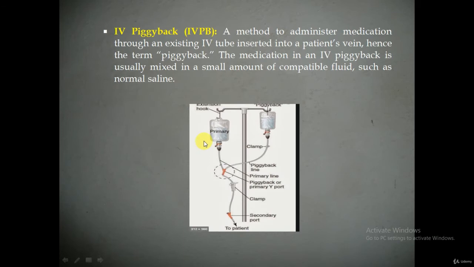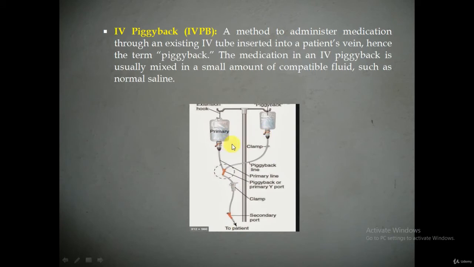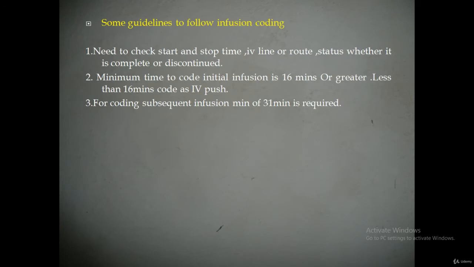For better understanding, let us think that this is drug A, this is drug B. These two drugs are running parallelly, simultaneously. Suppose from 1 to 2 the primary drug is running, and again from 1 to 2 another drug is running. So the two drugs are running at the same time, parallelly and simultaneously, and we call it concurrent infusion. Though these are separate bags, they are running simultaneously through one single IV line, so it's the concurrent infusion. So we will see some guidelines to code the infusion codes.